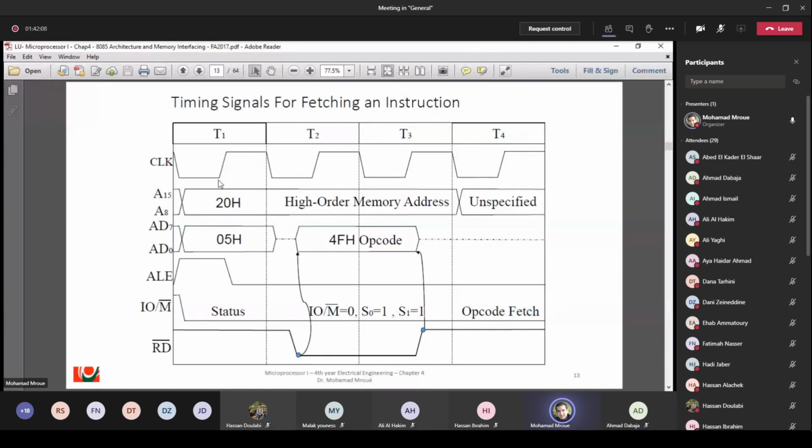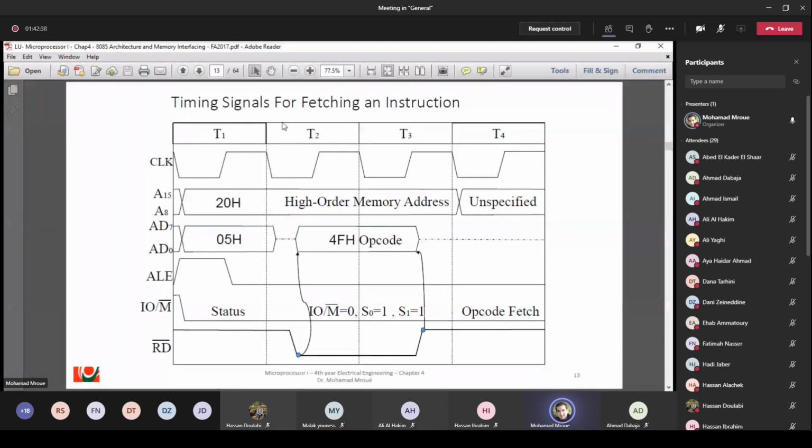So the microprocessor puts on the address bus the address, the high order bits 20, the low order 05, and activates the ALE signal. Okay, so address latch enable. So the IO/M bar signal is at logic 0 because this is a memory operation. So we are fetching, we are reading from memory. So this is a memory operation.